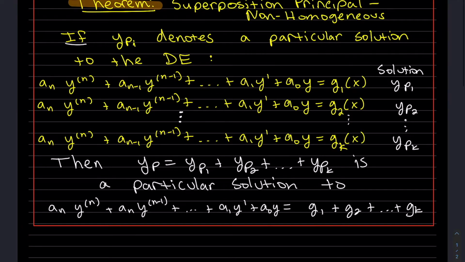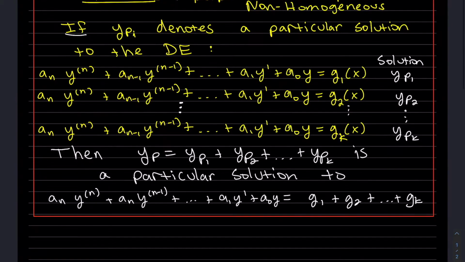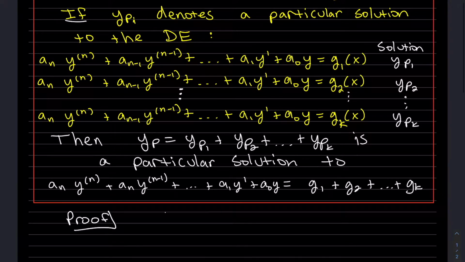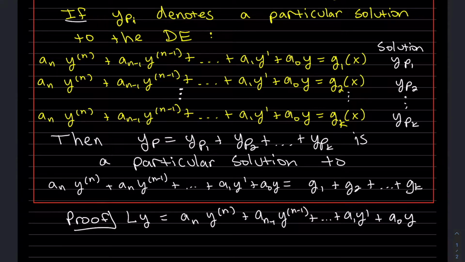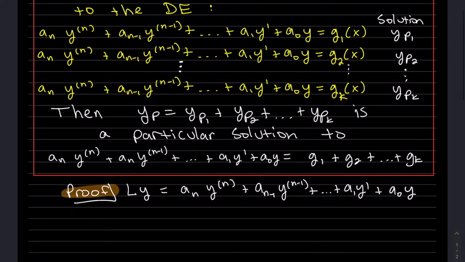I'm going to prove this really fast, only because it uses linear operators. It's a really fast, quick proof. So before we do that, though, let's recall what a linear operator is. So Ly is our linear operator. So that's what the linear operator is.